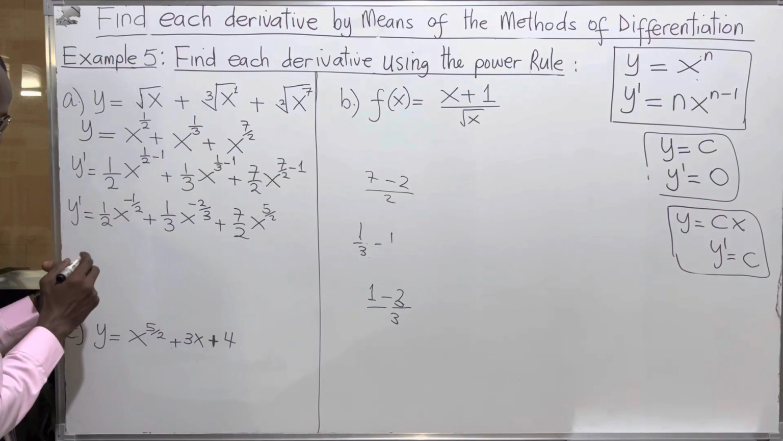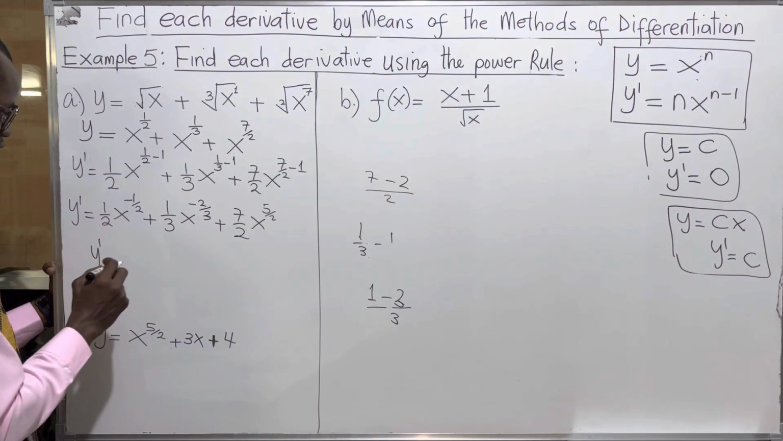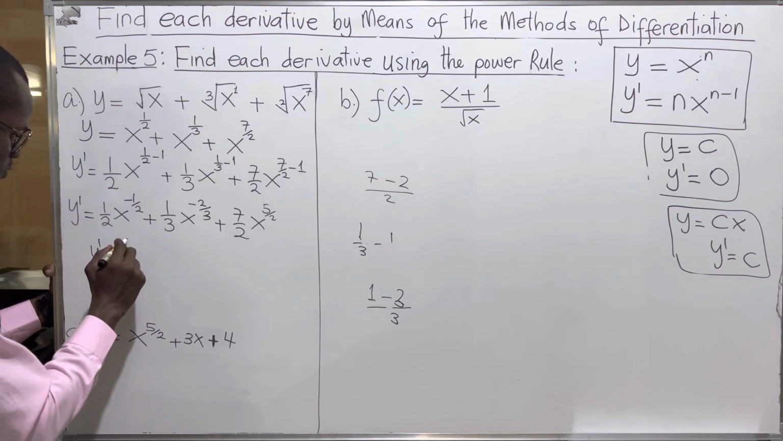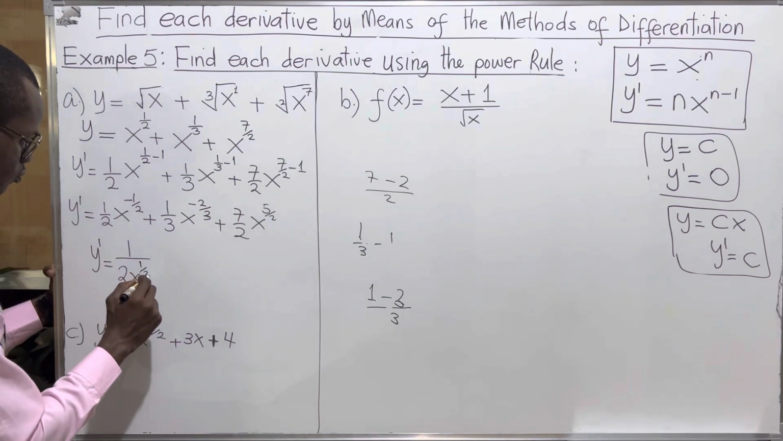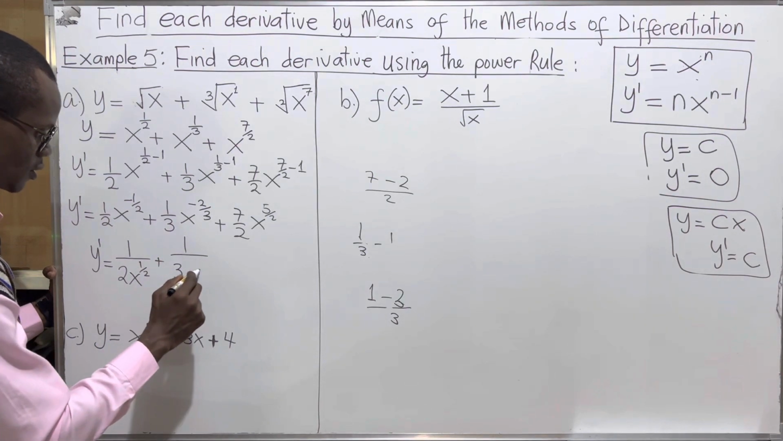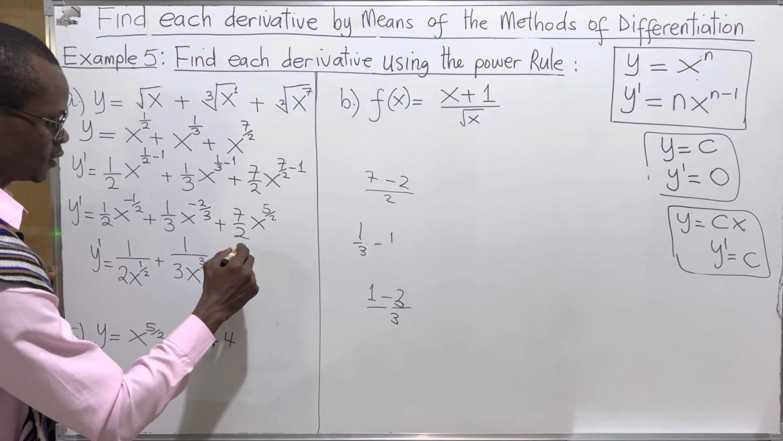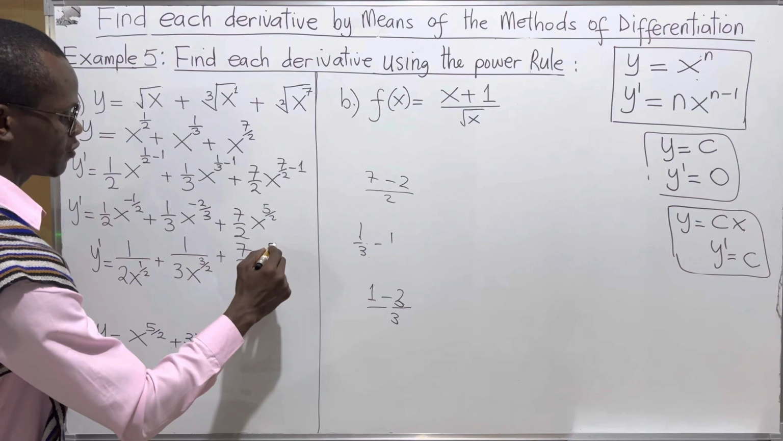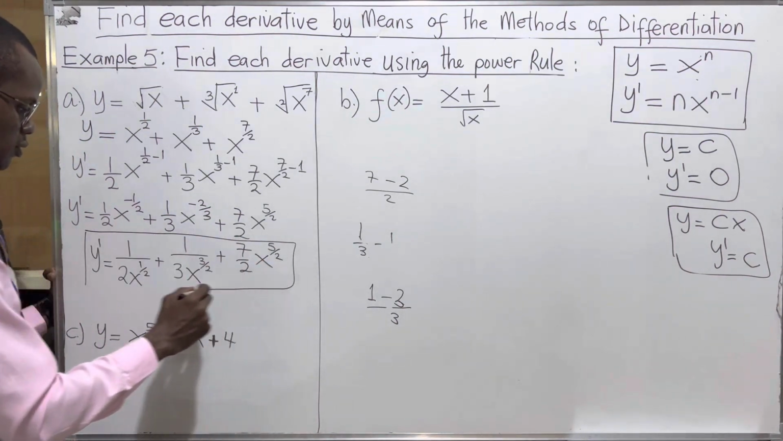If we further simplify, all those terms with negative powers go into the denominator, and the ones with positive powers just remain. So in this first one, we have 1 over 2x raised to the power 1 over 2, plus 1 over 3x raised to the positive power 3 over 2, plus 7 over 2 x raised to the power 5 over 2. So we have found the derivative of this first one.